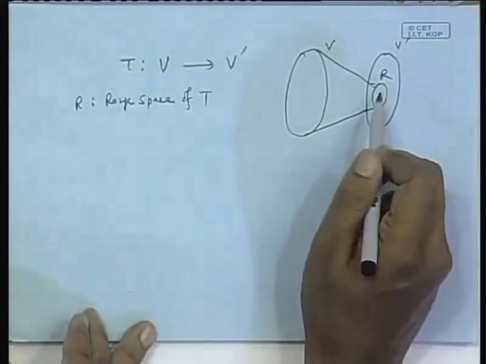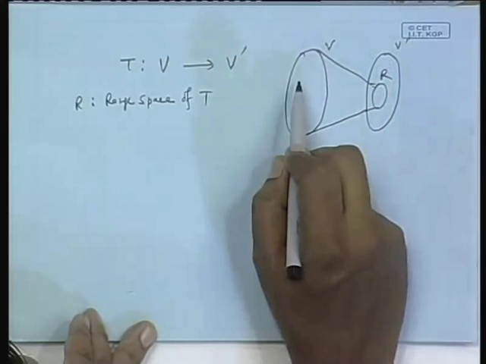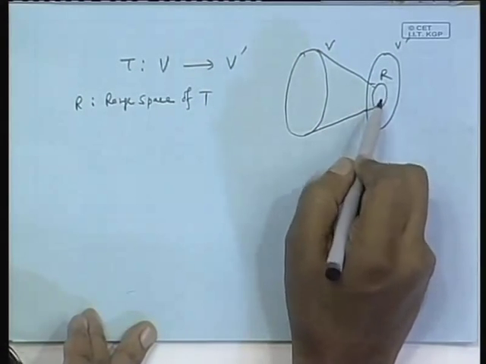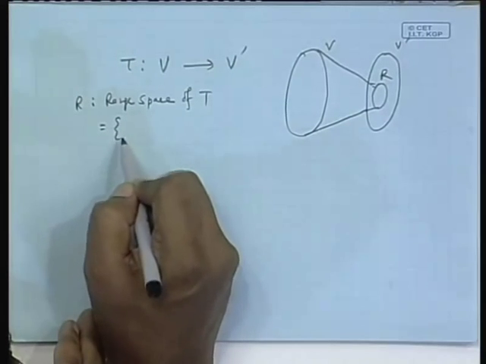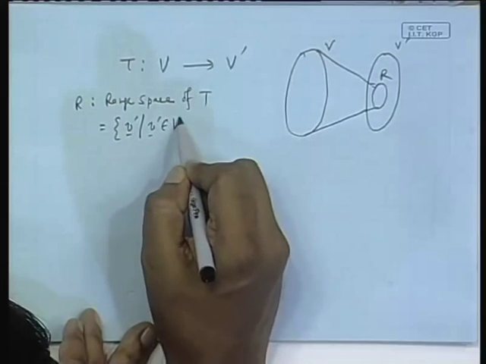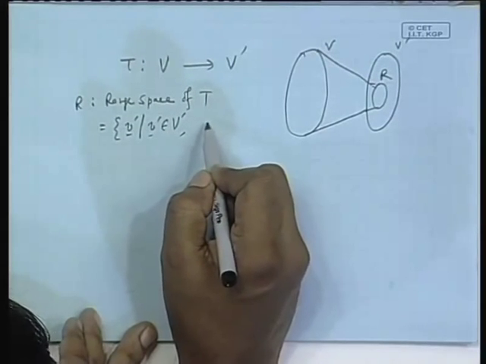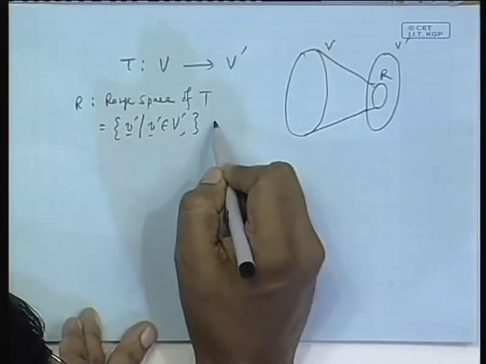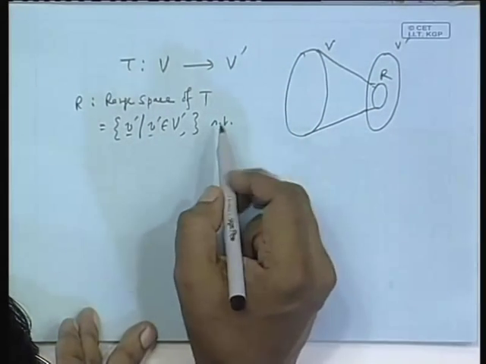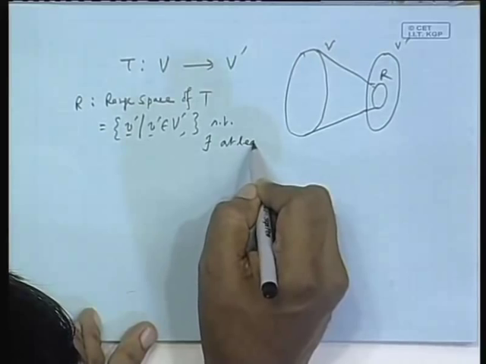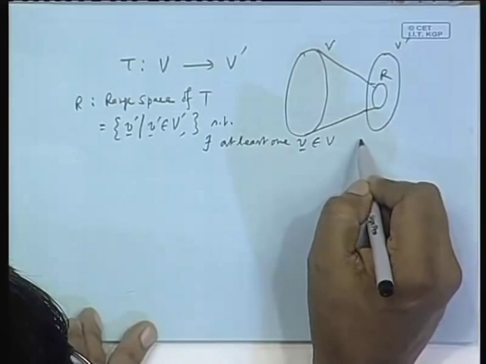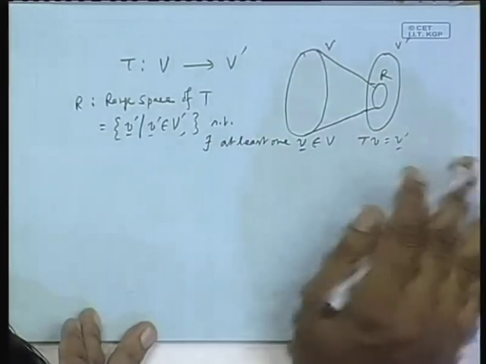What is R? R consists of all vectors of V prime for which there is a vector in V so that T working on that vector V gives you this vector in R. That is, R consists of all V prime, element of V prime, so that there exists at least one V element of V with T V equal to V prime. Loosely it is this.